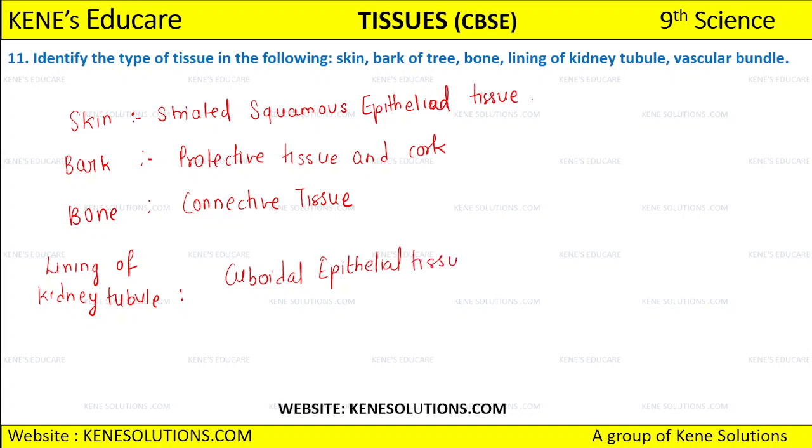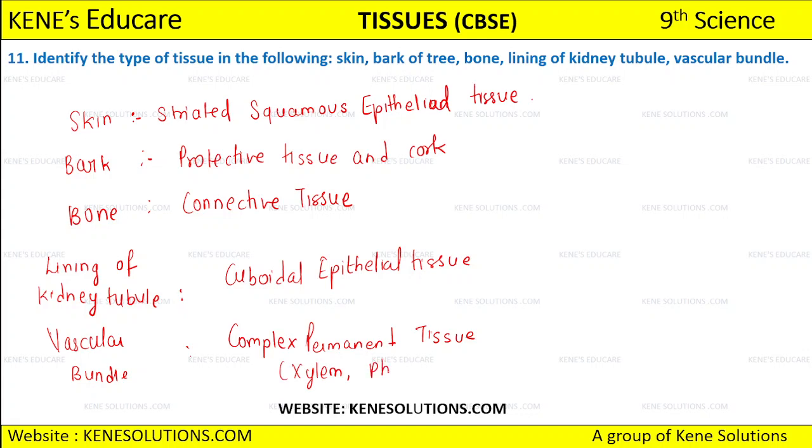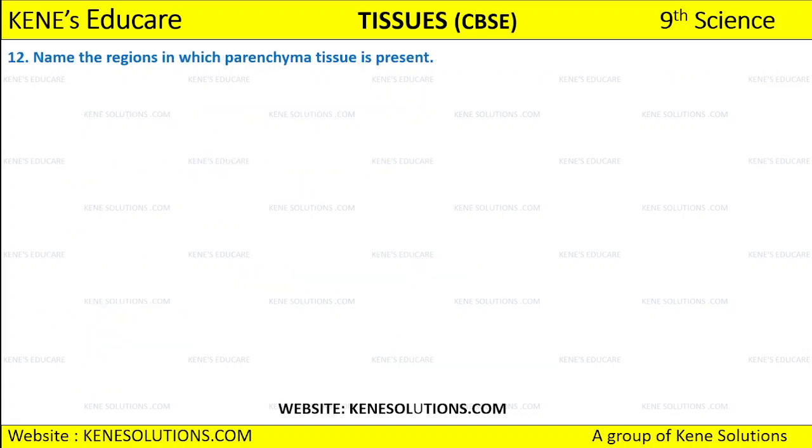And lastly, vascular bundle में we have complex permanent tissue, that is xylem and phloem. क्या है हमारे पास? Complex permanent tissue, and this complex permanent tissue, it includes xylem and phloem. Okay. So I hope you are clear with these different types of tissue which are present in the different things.